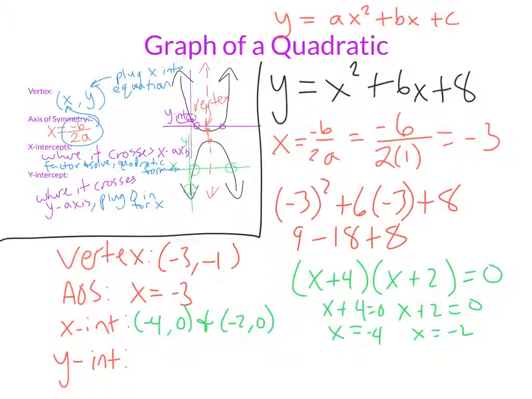And then our y-intercept is found by just plugging 0 in for x. And if I do that, I'm going to have 0 squared plus 6 times 0 plus 8. So I'm really just left with 8. So 0 for x, comma 8 for y.